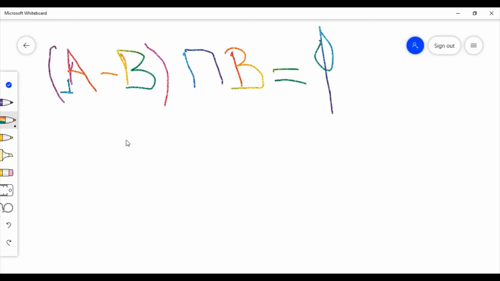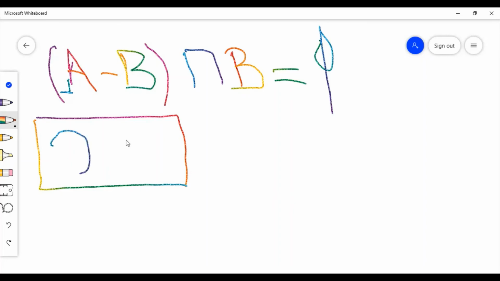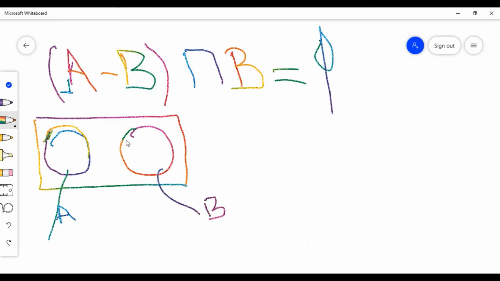So first of all, we will take a universal set. This is our U, and let's see, this is A, and this circle is B. So here we are just looking at the mutually exclusive sets A and B. So here we can say this is A, and this is B. So first A minus B. So A minus B is each and everything.